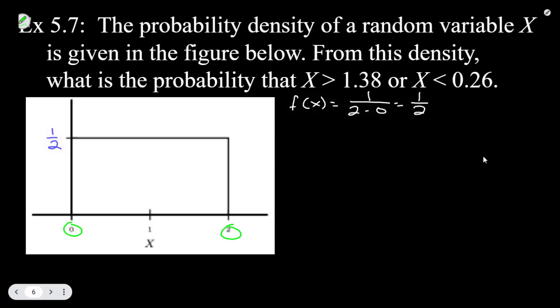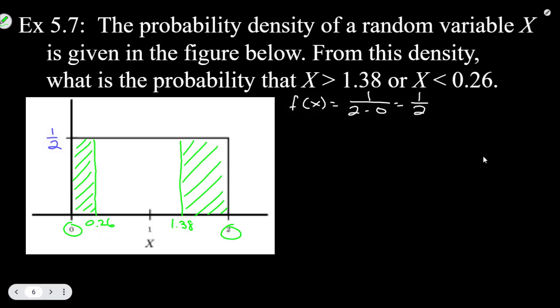Then we want to mark off these areas. So 0.26 is going to be about right here. The picture isn't terribly important, but we want to get an idea of what we're looking for. So 0.26 is the boundary for the first one. We want things less than that. We also want greater than 1.38, which we'll say is about right here, and we're looking for greater than that.